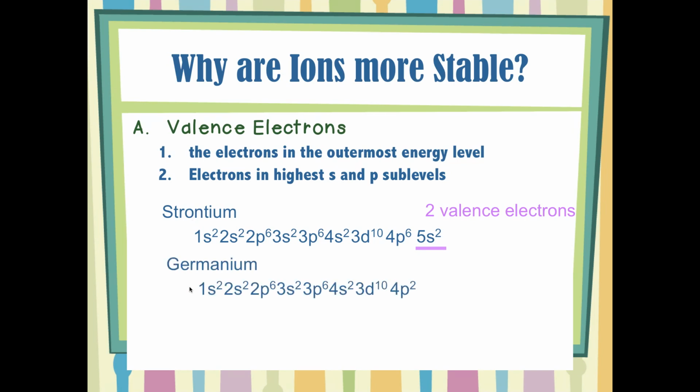Here's another one, germanium. If you were to write out the electron configuration for germanium, you would get this. To figure out the valence electrons, I need to find the highest energy level, the highest s and p. So 1, 2, 3, 4, 4, back to 3 and 4. I've got 2 places where there's the highest level. So it is not just the highest sublevel, it's not just the 4p2. There's also a 4s2. So 4 valence electrons, 2 and 2. Be careful with that.